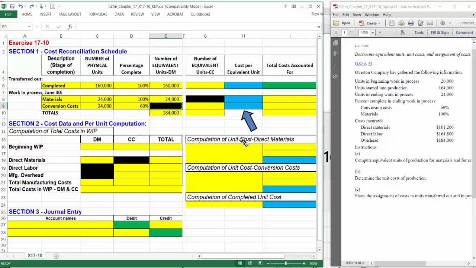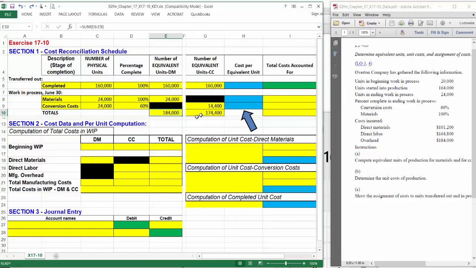Now, carrying on, we need the number of equivalent units for conversion costs too. So the completed units, same thing as for direct materials, they're 100% done as far as conversion cost. And they're 60% done as far as the ending work in process, so we multiply that across and get 14,400, and then we add the two up just like we added up for direct materials over here.